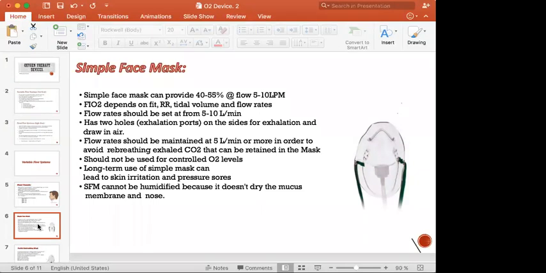Simple face mask. A simple mask provides 40 to 55% at a flow meter setting between 5 to 10 liters per minute, depending on the patient's respiratory rate, tidal volume, and flow rate.